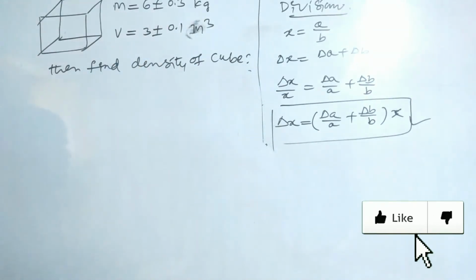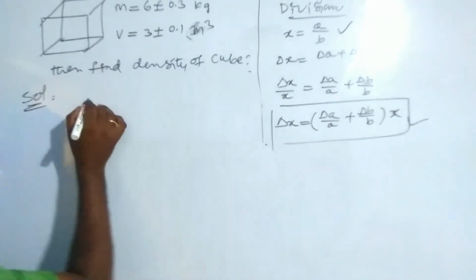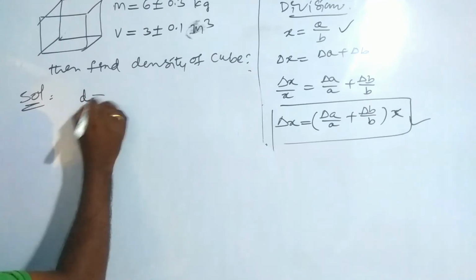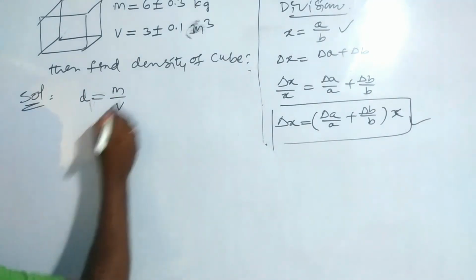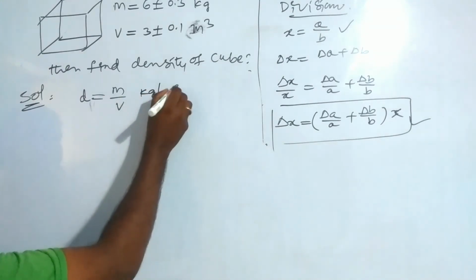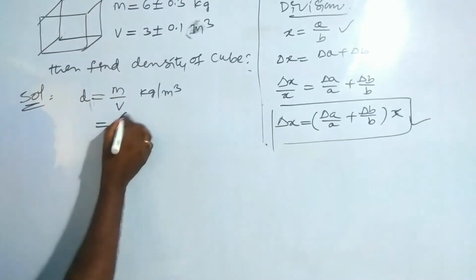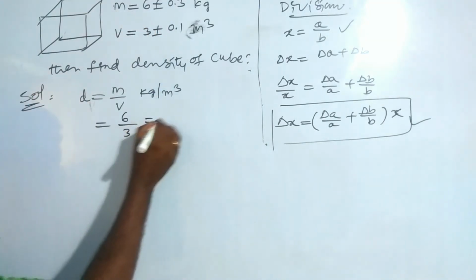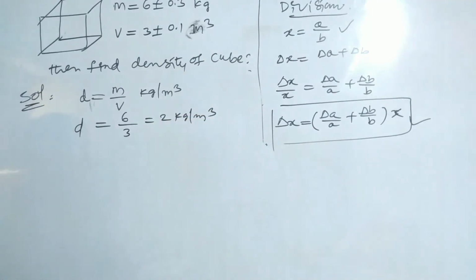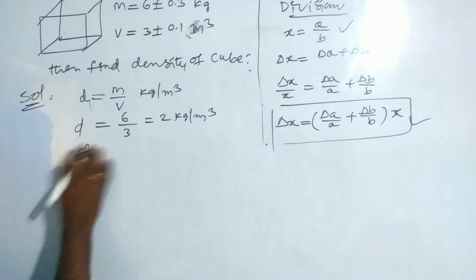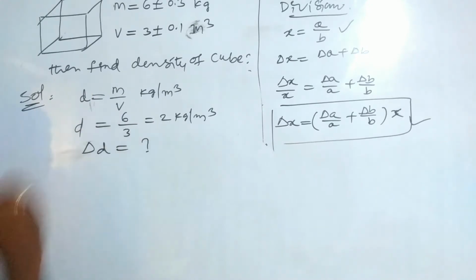So how can we find density? Write down in case of division. Density D is equal to mass by volume, in kilogram per meter cube. The mass of the cube is 6 and the volume is 3, so it is equal to 2 kilogram per meter cube. That is the density. Now we have to find delta D, the absolute error in the density. How much is delta D?